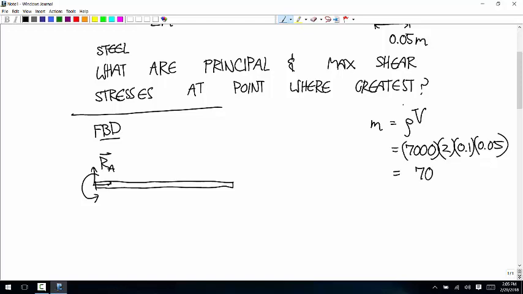Yeah, but that was a different rho. If you answered this, then you were wrong. Okay, 70 kilograms. And so the weight force is 70 kilograms times 9.81, so 686.7. I think that's right.